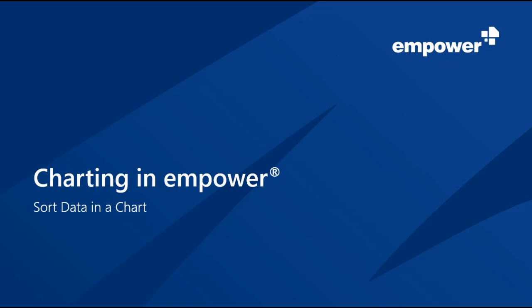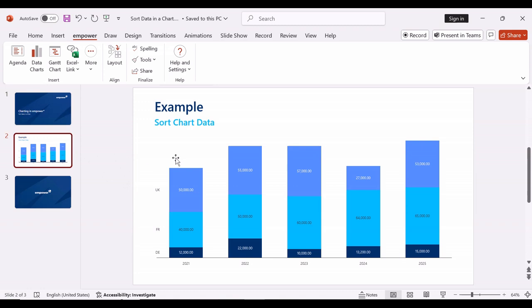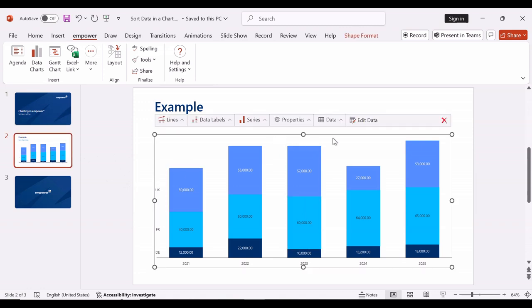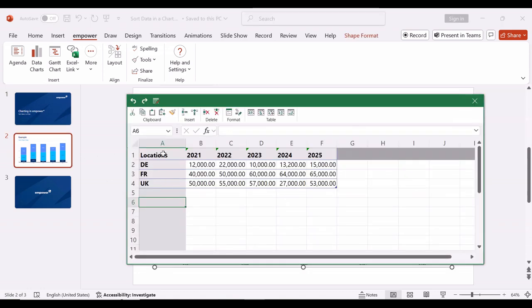In this video I will explain how to sort your chart data in Empower Charts. First I will show you the data structure of this exemplary chart. In the mini Excel of the chart we see a header row with years and a column with different countries.